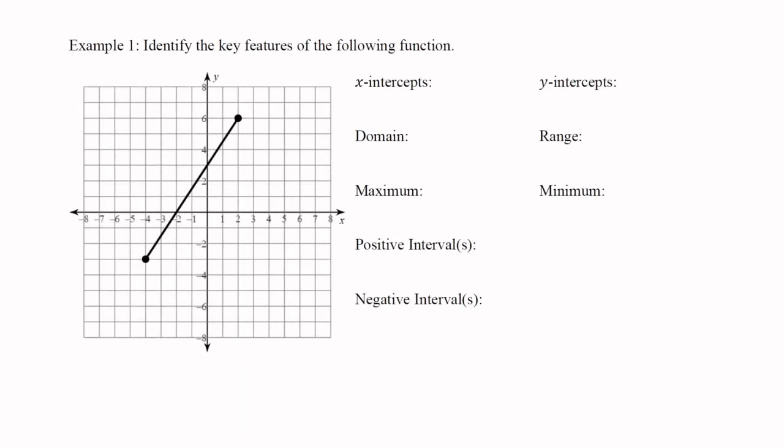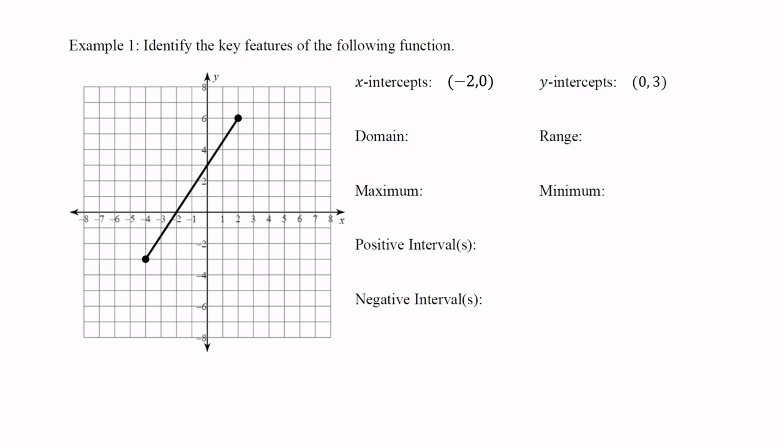So now that we've talked about several of the key features, let's identify a few with some examples. Taking a look at this example, we're going to identify first the x-intercepts. We're going to look along the x-axis and find the place in which the graph crosses the x-axis. And that is at the point -2, 0. Same thing for the y-intercept. We're going to look at the y-axis. And where does it cross the y-axis? At 0, 3.